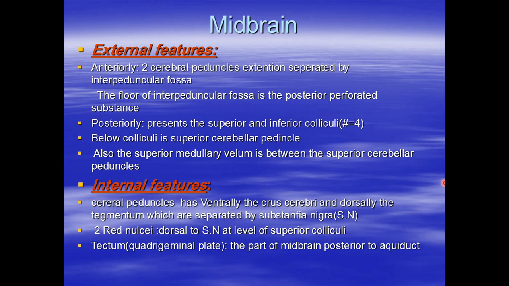Posteriorly it has four colliculi, two superior and two inferior colliculi. As we said, they are related to auditory and visual impulses. Below the colliculi on the posterior aspect, we have the small superior cerebellar peduncle, and between the superior cerebellar peduncles is what's called the superior medullary velum.